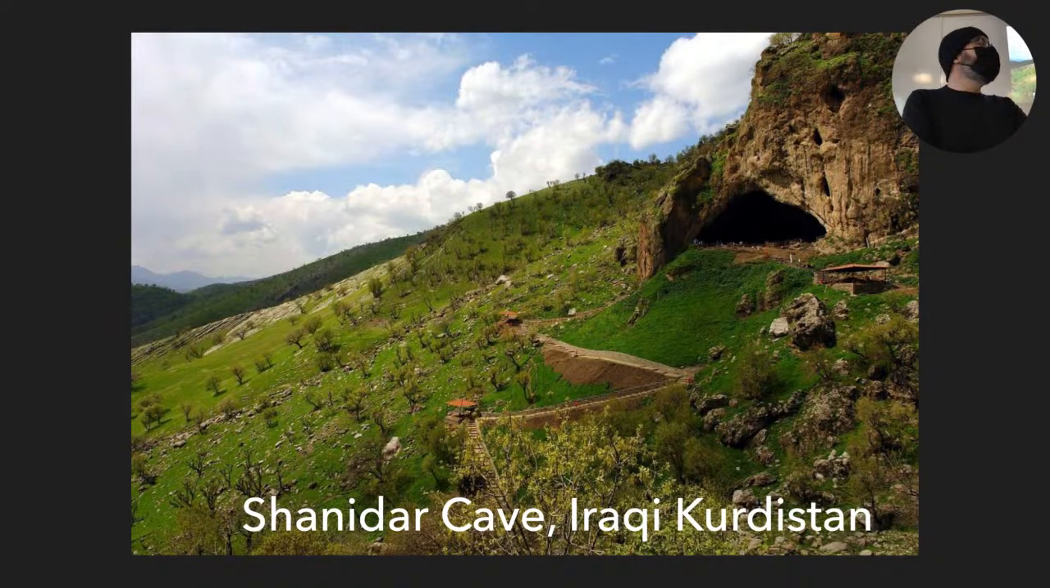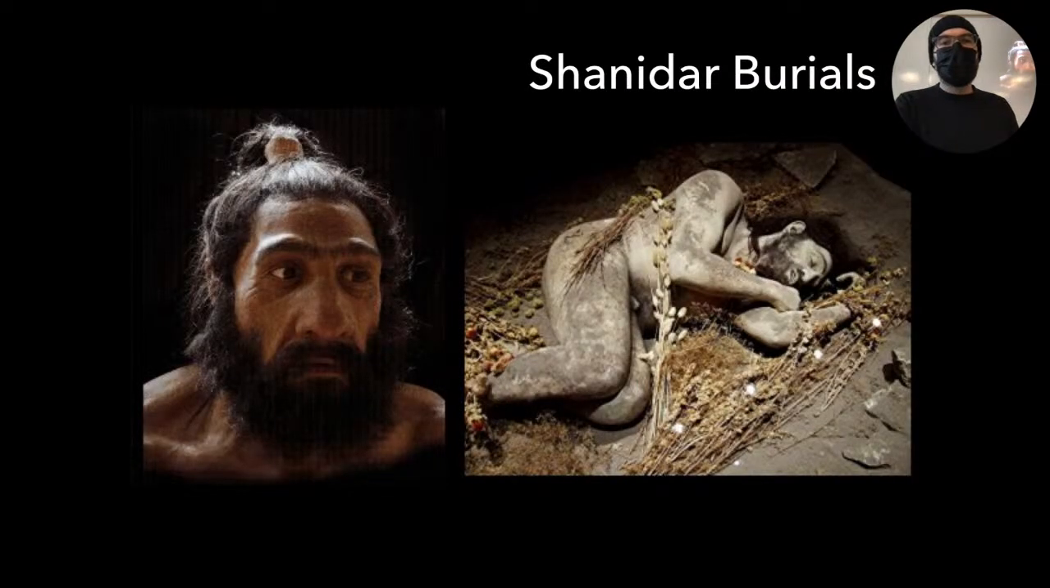There's also something else very interesting and very human-like about Neanderthals, and it showed up at a place called Shanidar Cave in Iraqi Kurdistan. And what paleoanthropologists found here was a series of Neanderthal remains. They found a number of skeletons inside the cave. And this is a reenactment of what they found, right? Obviously, they just would have found bones. But they found something that looked like this.